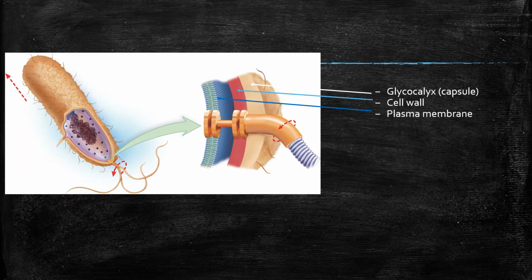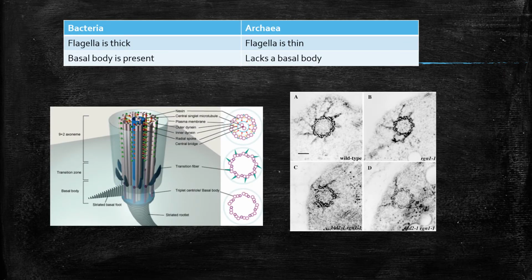So here's just a close-up look at the flagella of a particular bacteria, just so you can see where it all attaches. So here's the glycocalyx on the outside, the cell wall, and then the plasma membrane. And so the anchor, the basal body, does go all the way through into the membrane and allows for that flagella to rotate. Talked in generalities about flagella.